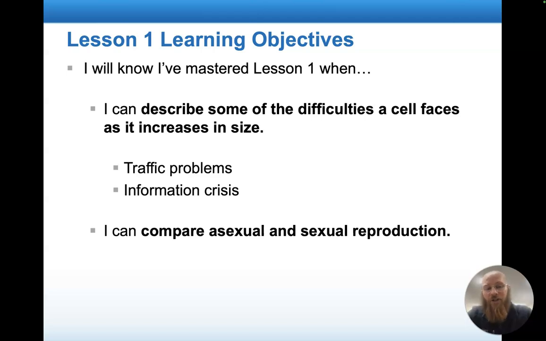And then also, as we just did on the previous slide, guys, being able to compare asexual and sexual reproduction is going to be critical before we try to build on this conversation moving forward. And so that actually will complete our first lesson of Unit 3, and I hope you found this helpful.